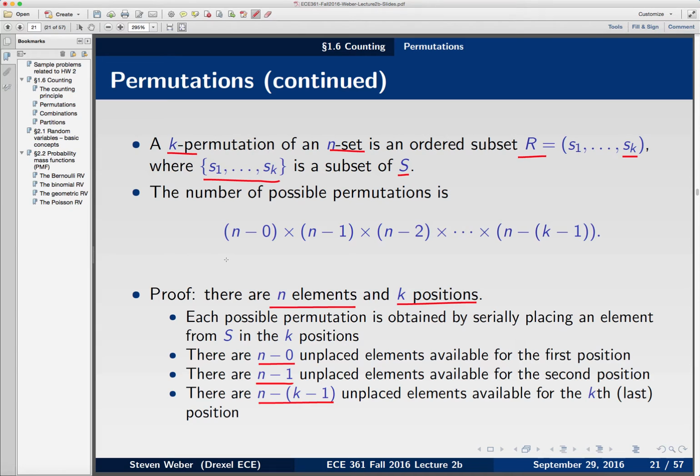Recall that in a multi-stage experiment, where we think of the options at each stage unfolding as in a tree, the number of possible outcomes of that experiment is the product of the number of outcomes at each stage. In this case, n minus 0 times n minus 1 times n minus 2, etc.